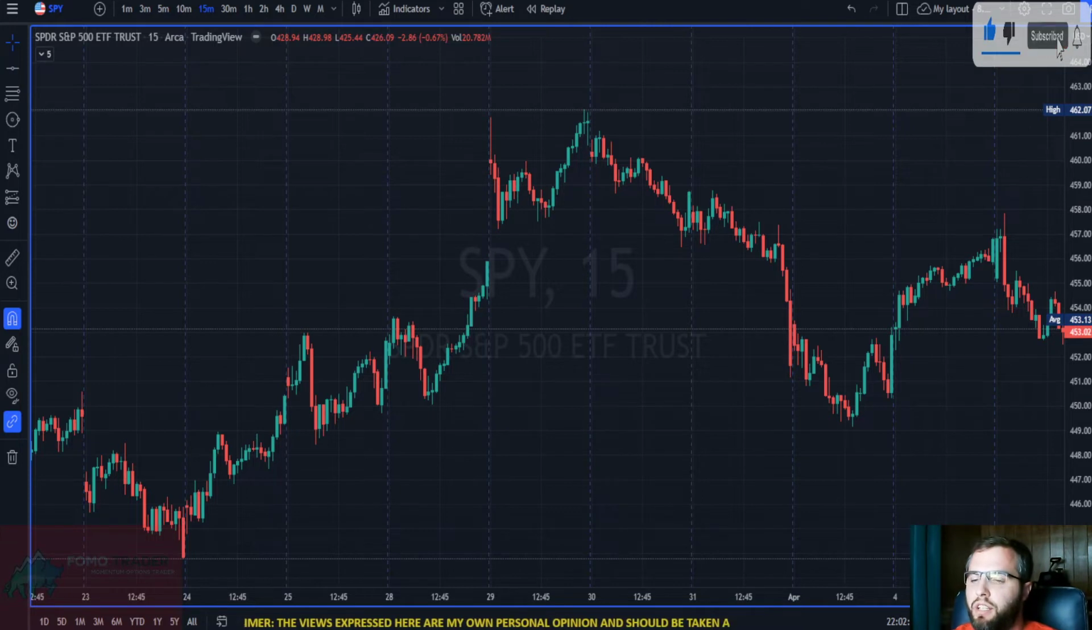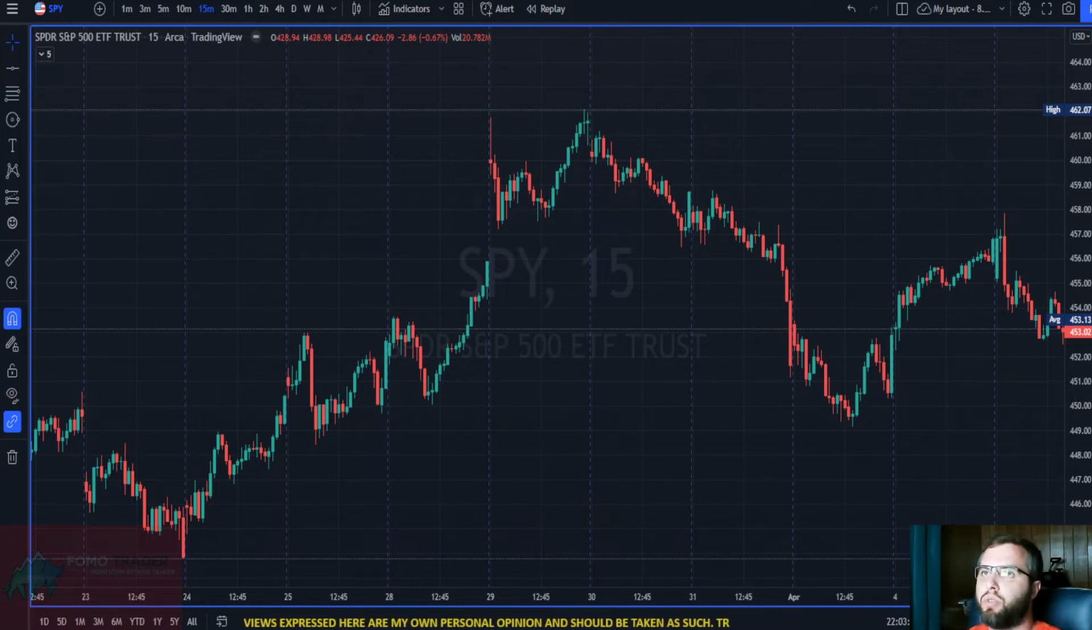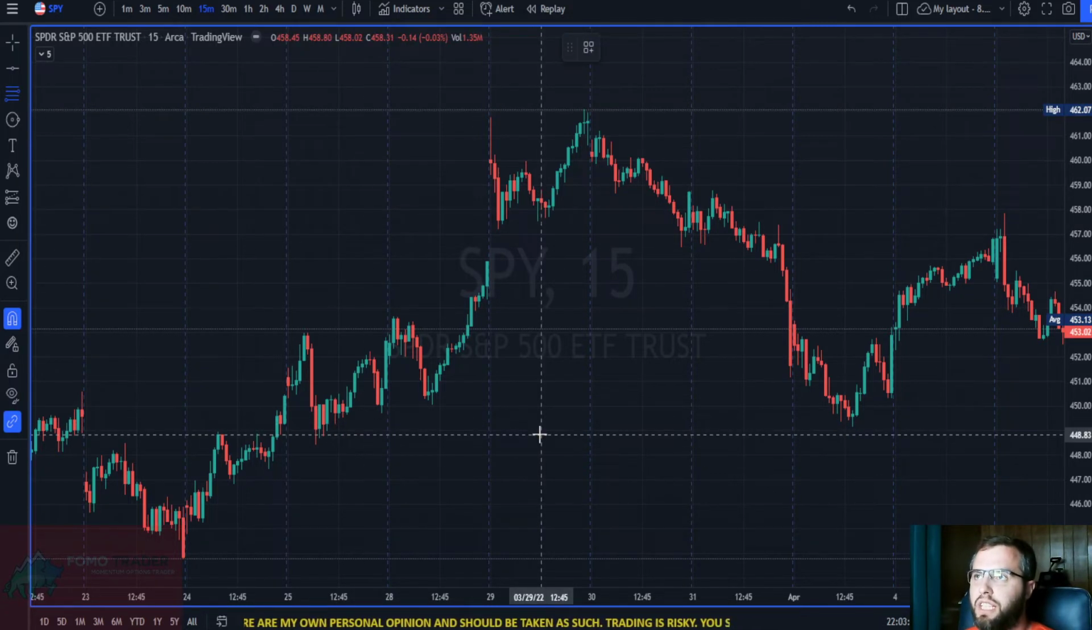FOMO Trader here, going to be doing a short instructional video on how to set up and use the TradingView Fibonacci Retracement tool. If this is what you're here for, let's get to it, guys. So first we're going to go over my settings. My setup is custom. It is very different than TradingView's regular Fibonacci retracement setup.